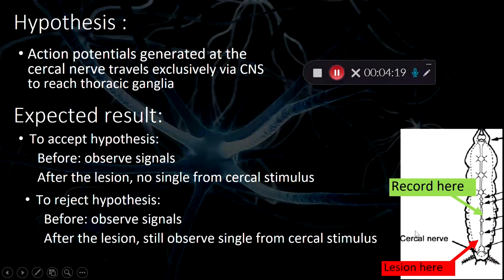And in the other situation, if we poke the cerci, we receive signal here. If we cut it, we generate a lesion here, and we still see some signals in here, which means the signal has some alternative route. This way is not the only way. So the signal may travel through the peripheral nervous system, reach either the ganglion here or ganglion here or ganglion here, and then travel downward to the recording site. So in this situation, we'll reject the hypothesis that a signal generated at the cervical nerve will travel exclusively through the CNS to reach the thoracic ganglion.